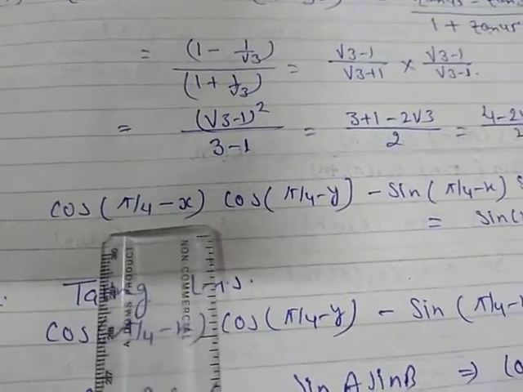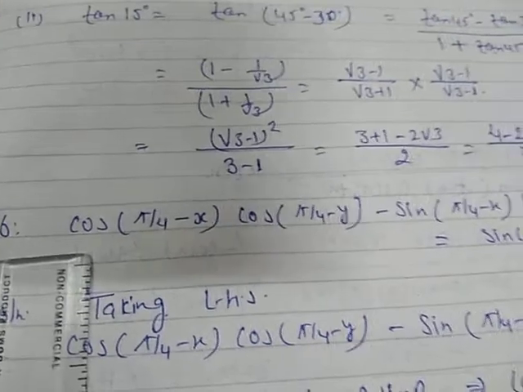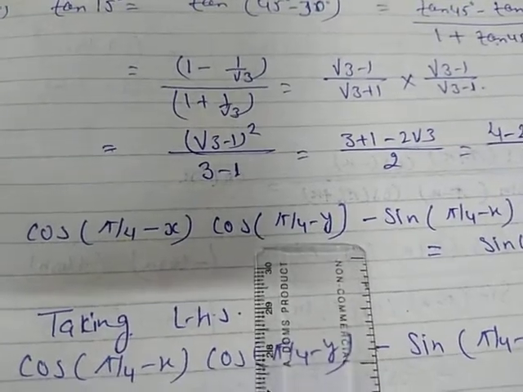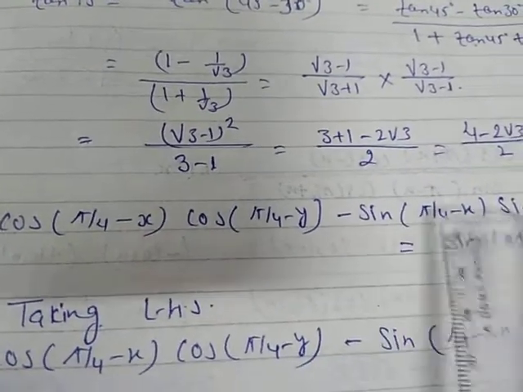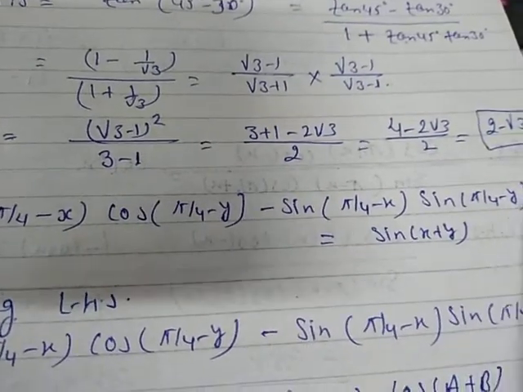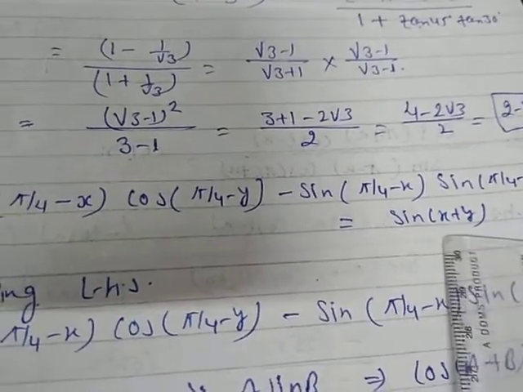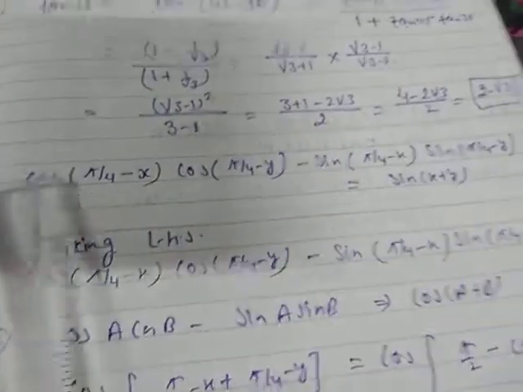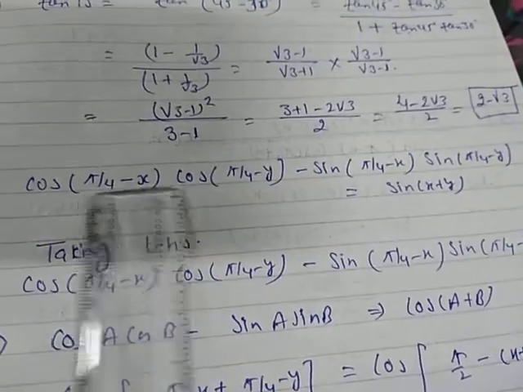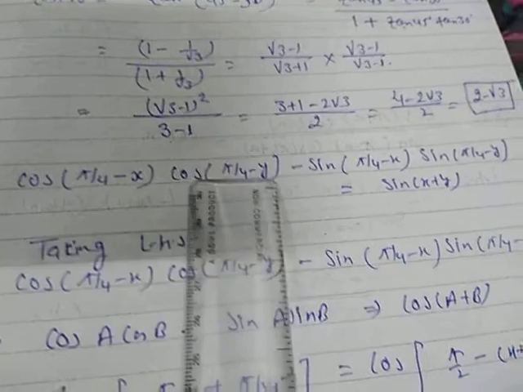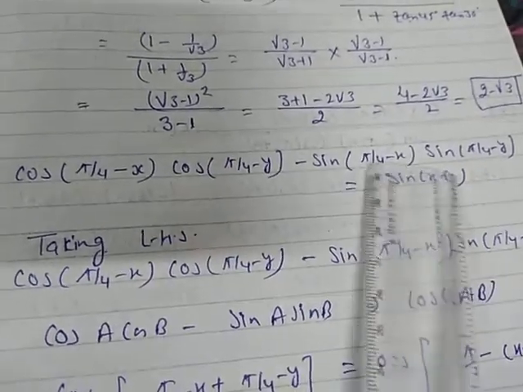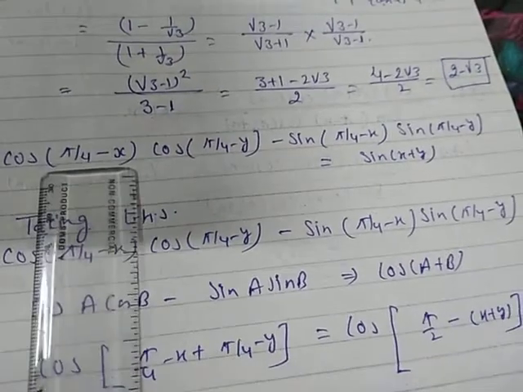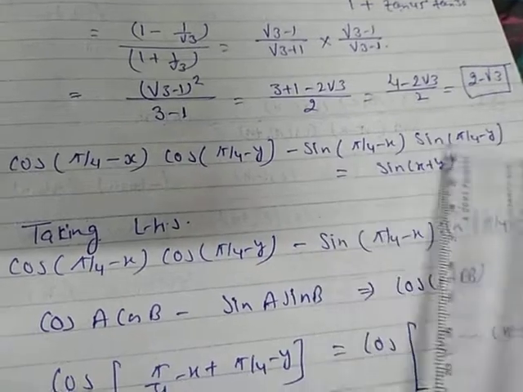Cos pi by 4 minus x, prove that. The question is to prove that cos(pi by 4 minus x) into cos(pi by 4 minus y) minus sin(pi by 4 minus x) sin(pi by 4 minus y) is equal to sin(x plus y). This is your LHS and this is your RHS. Now just see children, with cos the angle is pi by 4 minus x and here the angle is pi by 4 minus y. And with sine also the same angles are there, pi by 4 minus x and pi by 4 minus y. Then it gives you the formula cos A cos B minus sin A sin B.